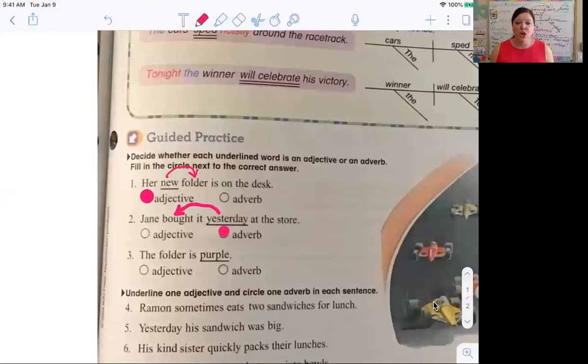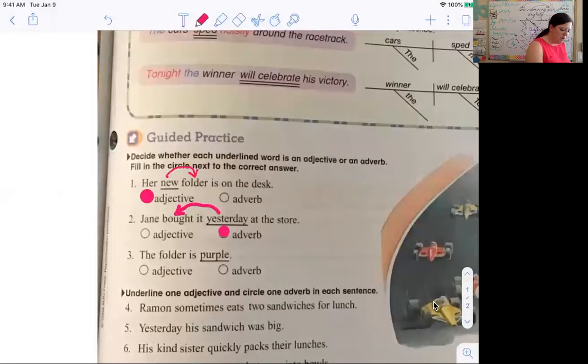Number 3, the folder is purple. Okay, now we're getting to that purple, Mrs. Roach's favorite color. Okay, the folder is purple. What is purple describing? Folder, you're right. Well, what is folder? Folder is a noun. It's the subject of our sentence. Because purple is describing a noun, that makes purple an adjective.